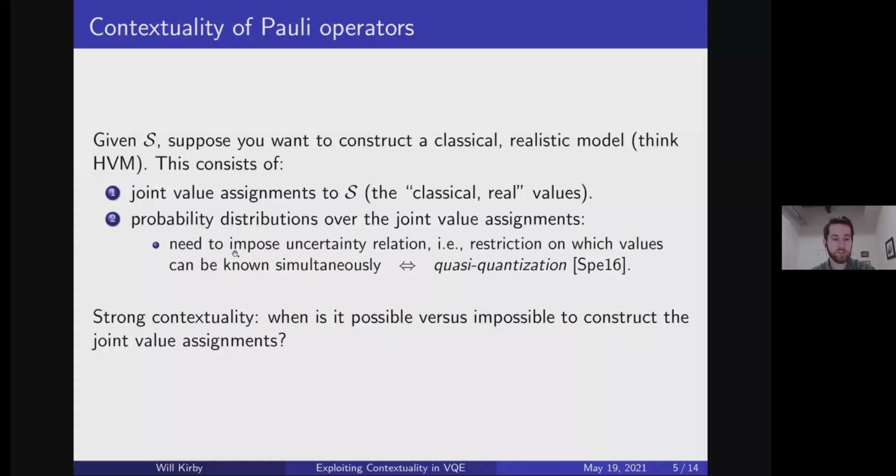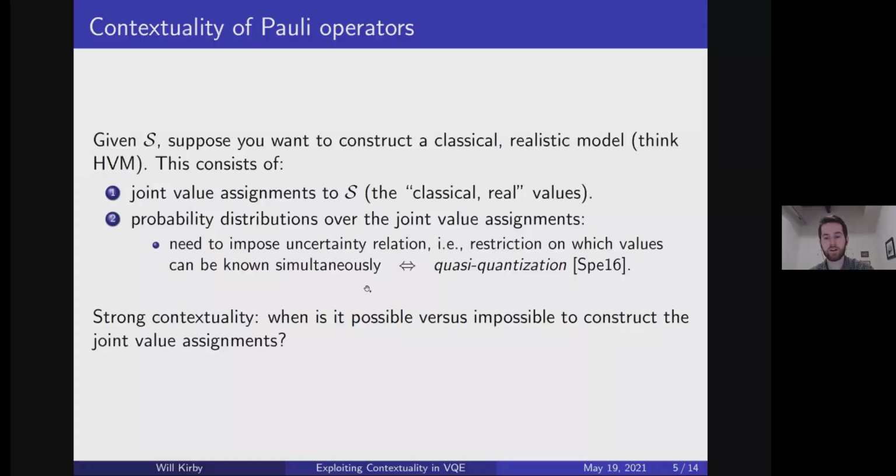Implicitly included in the set of allowed probability distributions is some uncertainty relation that restricts how much joint knowledge we can have of the observables, in the case that some of them anti-commute or do not commute. Such a classical phase space model with an uncertainty relation is sometimes called a quasi-quantized model, a term that was coined by Robert Spekkens.